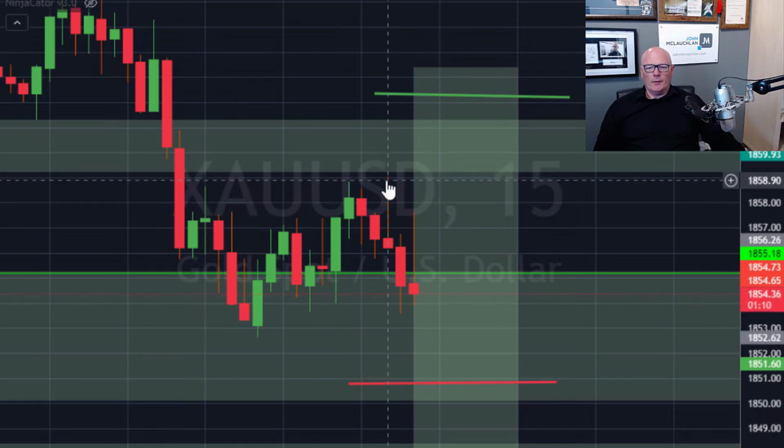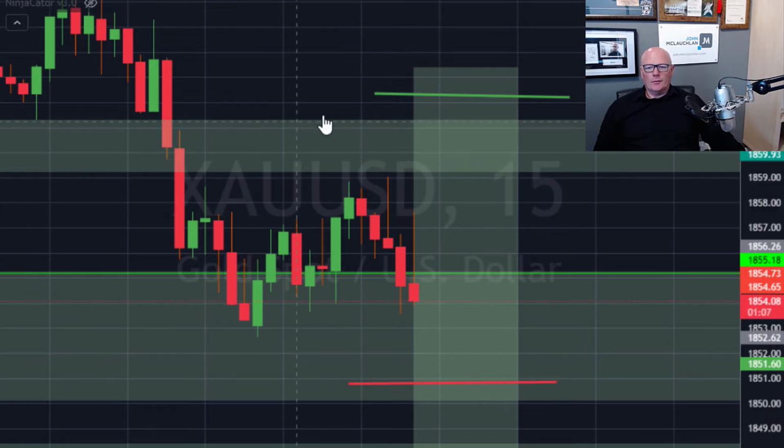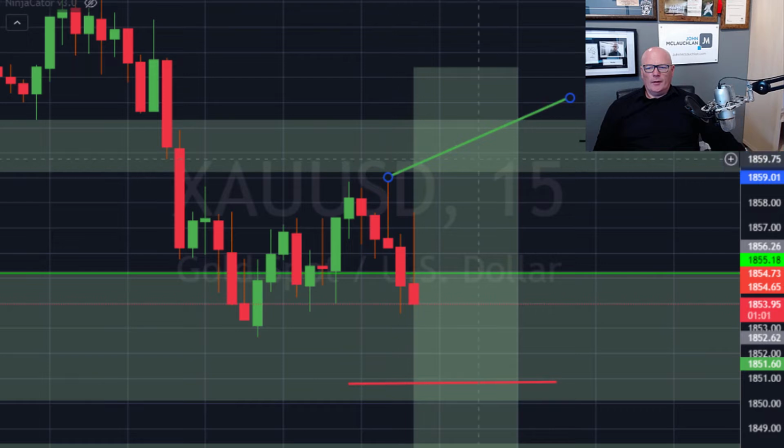So that's where we're going to put that one. So let's put the magnet tool on, and we'll go over and put that on there.